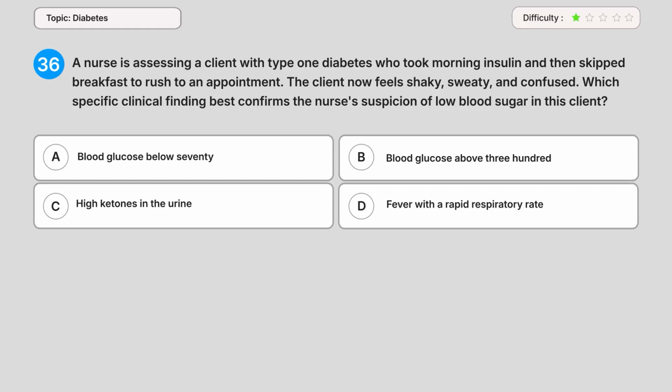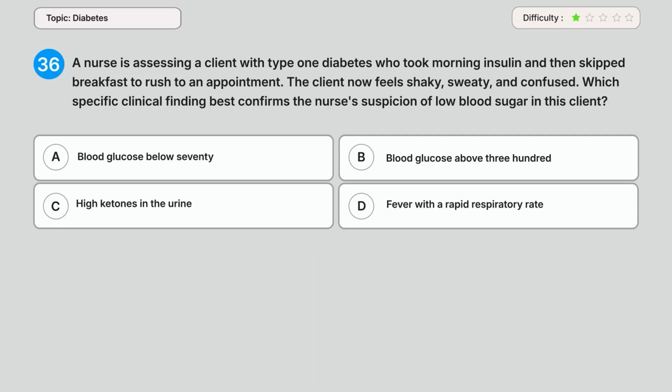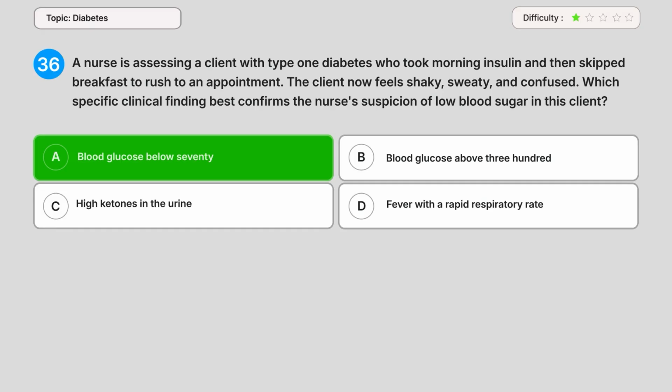A. Blood glucose below 70. B. Blood glucose above 300. C. High ketones in the urine. D. Fever with a rapid respiratory rate. Do you know the answer? Correct answer, A. Blood glucose below 70.